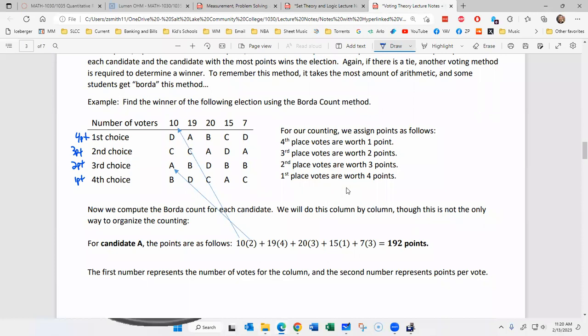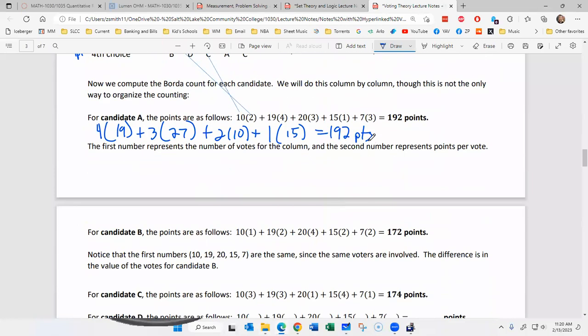But you can also go by row. 4 points for all of these 19 people, plus 3 points for all of these 20 and 7 votes. 2 points for, and I'm looking for A, for these 10 votes, and 1 point for these 15 votes. A lot of people like to do it by rows instead of by columns. Doesn't matter, it all works out. When you're done, whoever has the most points wins the Borda count.